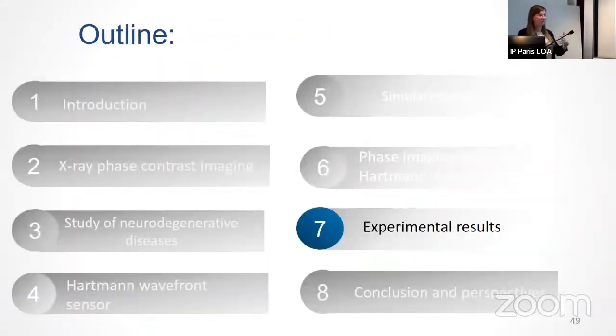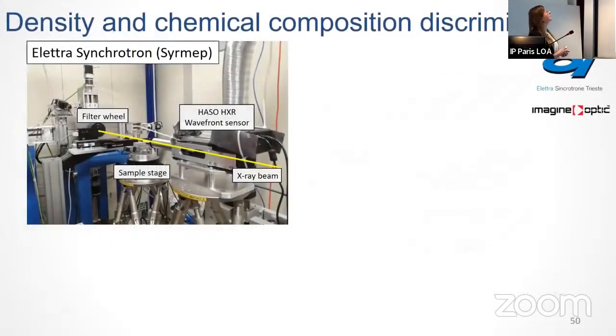I will show you now the experimental results that we performed with synchrotron light and to optimize the Hartmann mask. So this experiment was very important, and what we did is that we retrieved density and chemical composition of known elements. We performed the experiment at the electrosynchrotron at the CIRME beamline. This is a picture of the setup. So what we did is that we filtered the incoming white beam. Then we put the sample, and we used the Hartmann wavefront sensor from ImagineOptic.